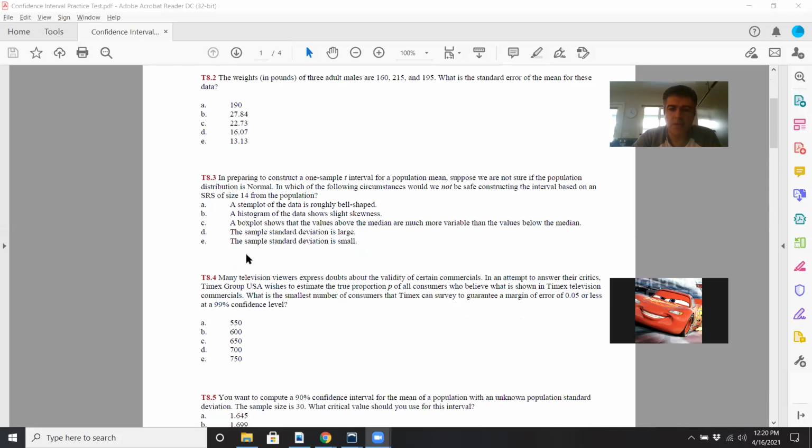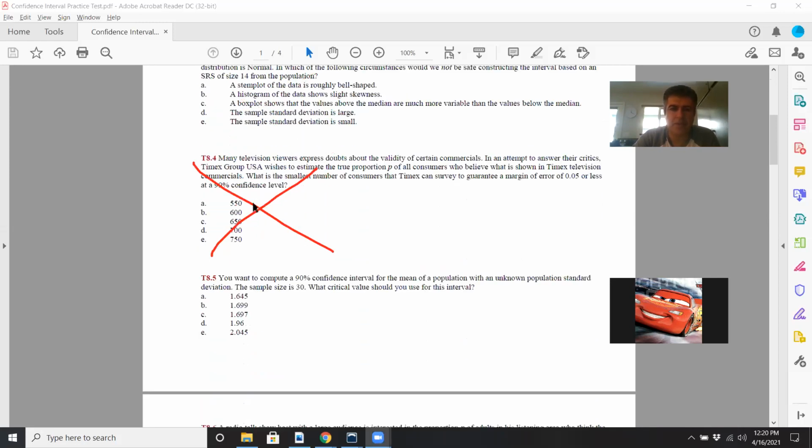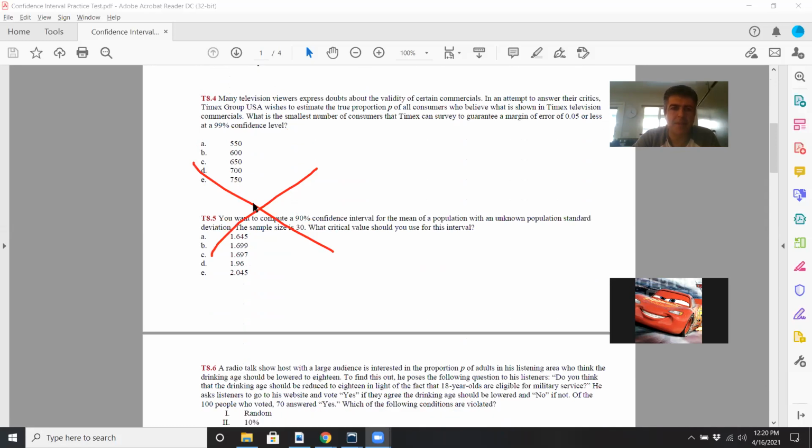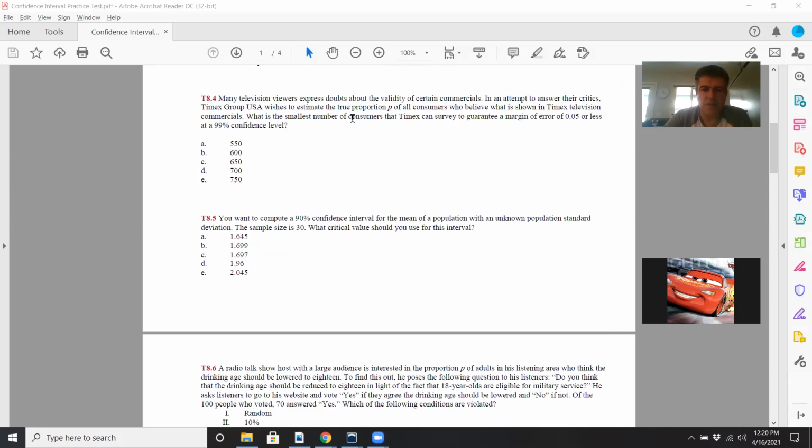In preparing to construct a one sample t interval, we haven't done t intervals, so let's actually ignore that one. So yeah, we could have done it, but I just think we don't have the time. And that's where you have to do something called degrees of freedom. But again, I'm not going to get into that with you guys. Let's look at this next one here.